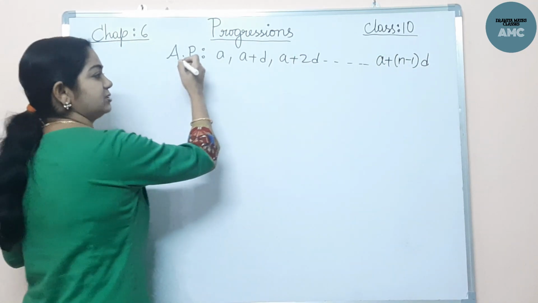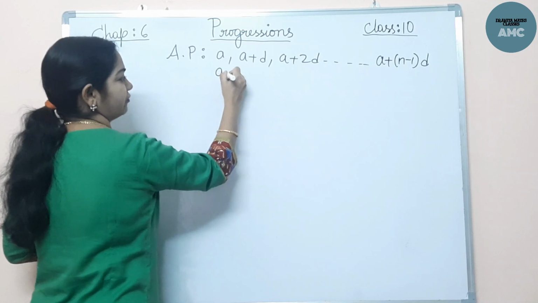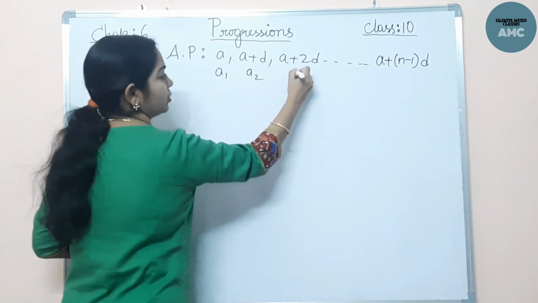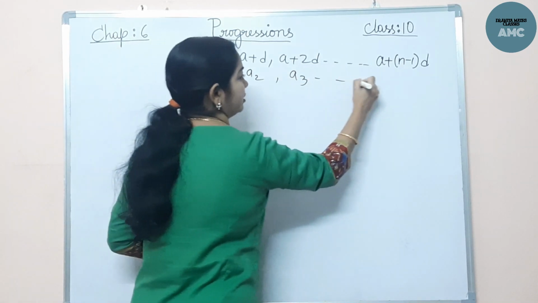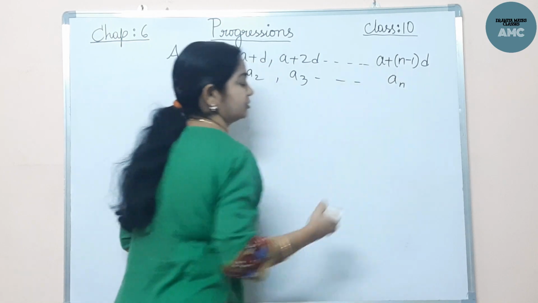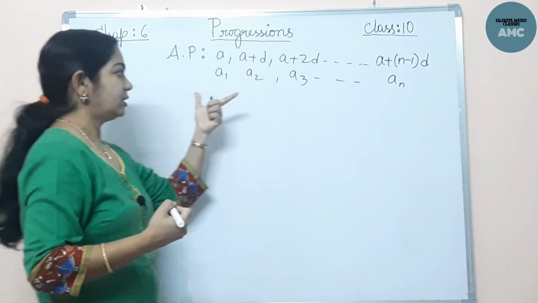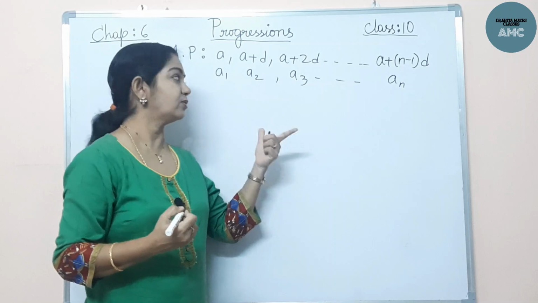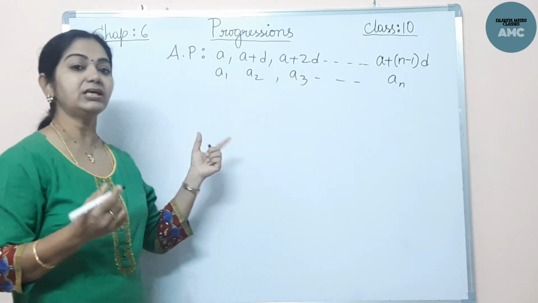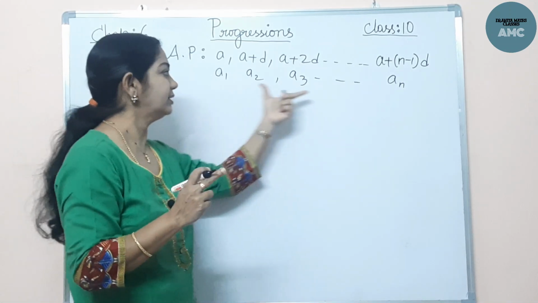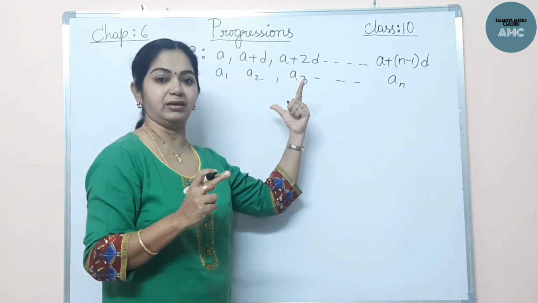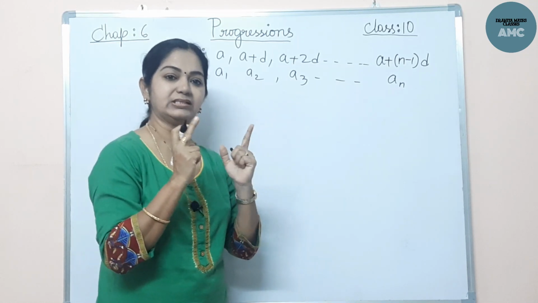Now, these are all called terms. If I write a1, a2, a3, and so on, this is the nth term. So now, in this class, we are going to learn about the sum of all the terms in the AP. We will be summing up all the terms.